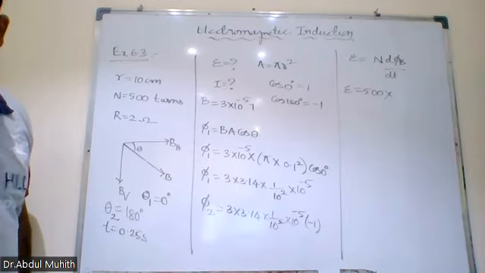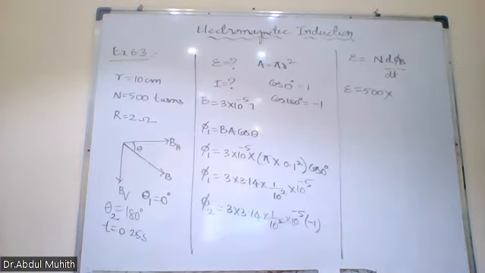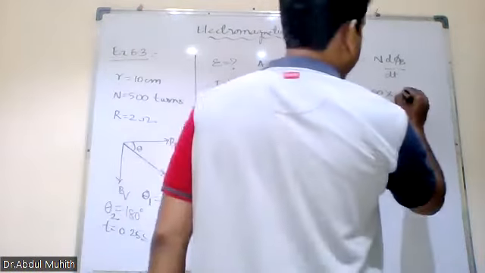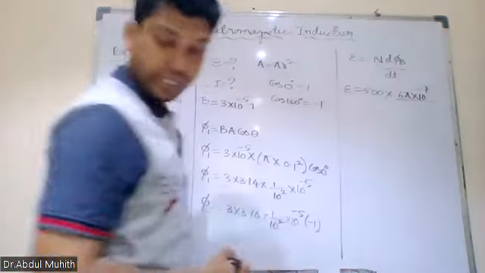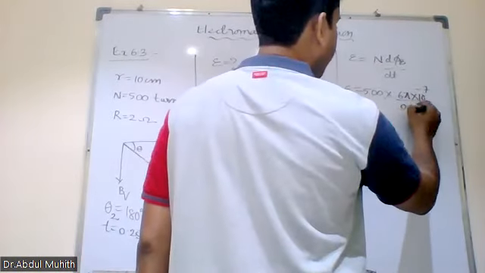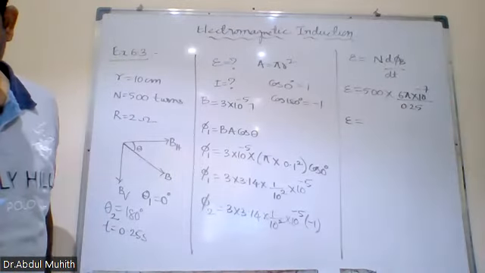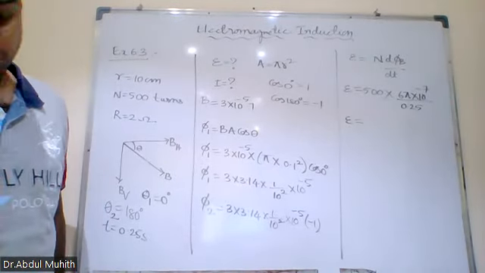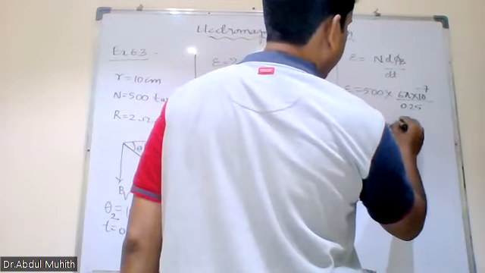So that is equal to 500 into 6 pi into 10 to the power of minus 7, divided by dt. Dt is 0.25. So E is equal to 3.8 into 10 to the power of minus 3 volts.